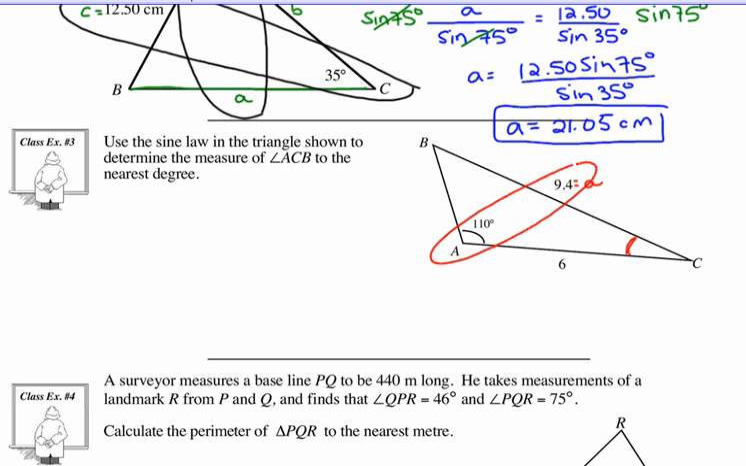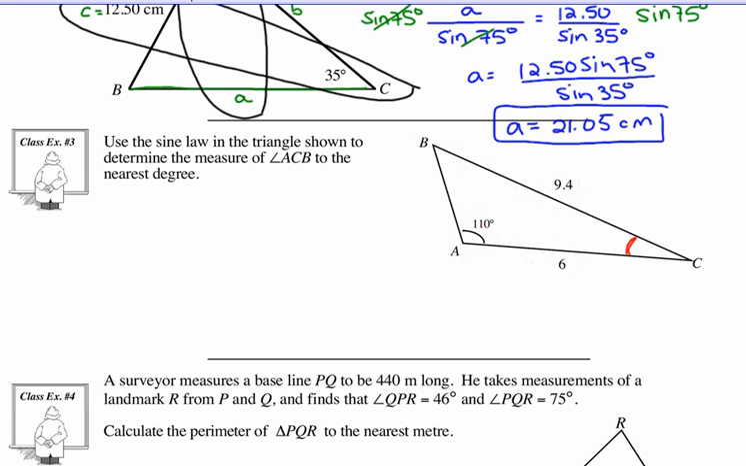Because I know side B, which is AC, opposite of angle B, I can only start by solving for angle B. But if I knew angle B, could we get angle C? And the answer is yes. If I knew this one, remember that the three of them add to 180. So we're going to start by solving for angle B.